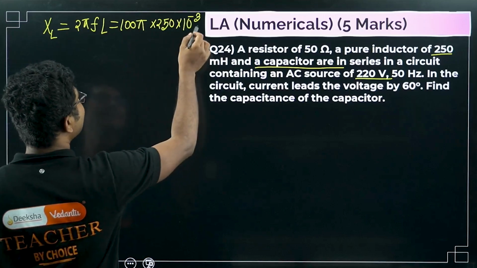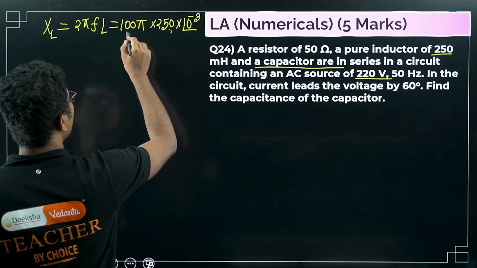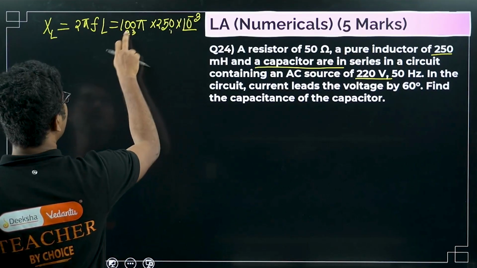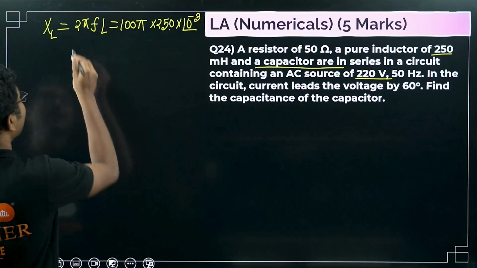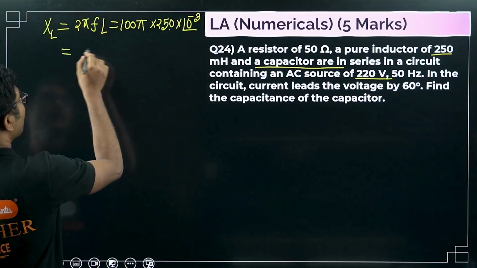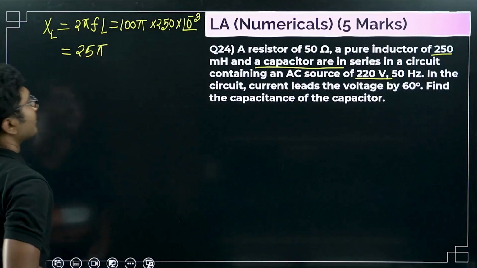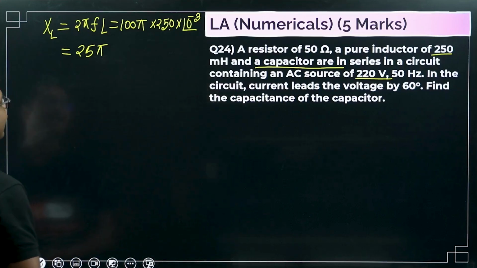So now you can see that 10 to the power of minus 3 has 0, 1 0, 2 0, 3 0. So you can easily cancel all the zeros and say, okay, goodbye 10 to the power of minus 3, see you in the next problem. So we will write this as 25 pi. Okay, so this is gone. 25 pi is the XL.